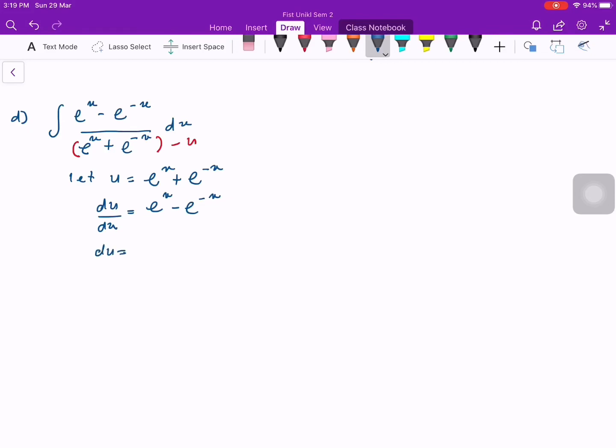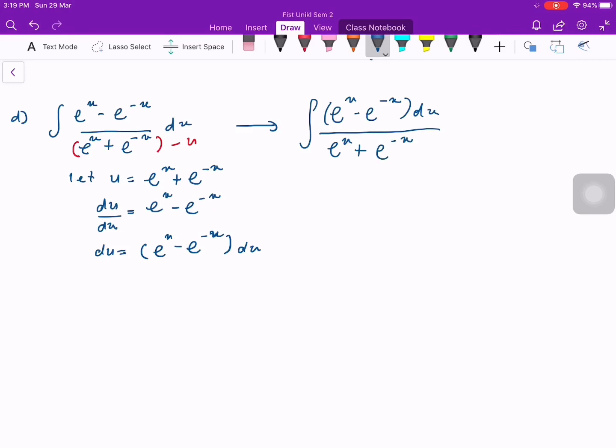Then by cross multiplying we have e to the power of x minus e to the power of minus x times dx. And again rewrite this function as the integral of e to the power of x minus e to the power of minus x dx, over e to the power of x plus e to the power of minus x. So this one is du, and for e to the power of x plus e to the power of minus x we just substitute by u.